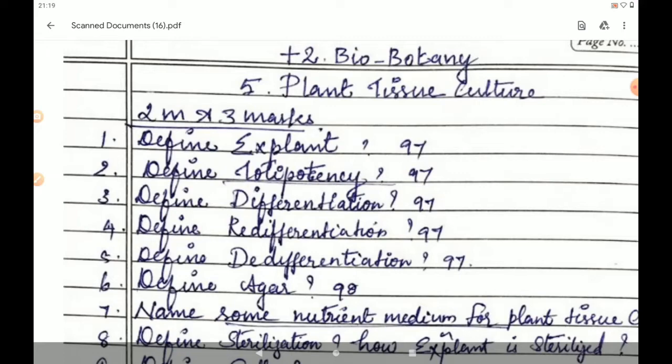It's also given in page number 97 below the heading redifferentiation. Open the bracket. The phenomenon of reversion of mature cells to meristematic state leading to the formation of callus is called dedifferentiation.